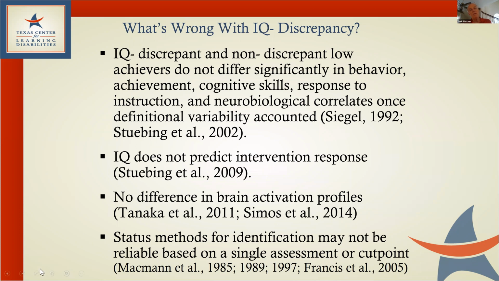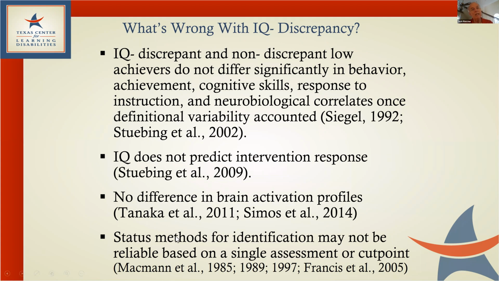We have people that have done brain imaging studies of these two groups. We don't find differences in brain activation profiles if you use IQ discrepancy or you simply compare kids with high IQ or low IQ. And that's because they don't differ in achievement. It's achievement that describes this.